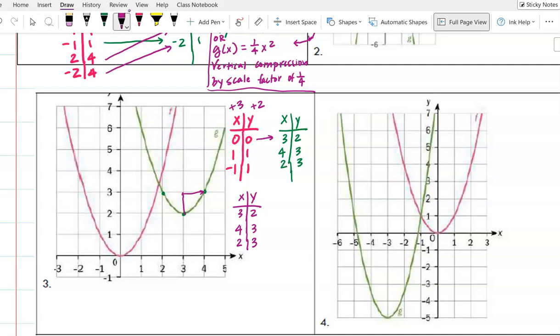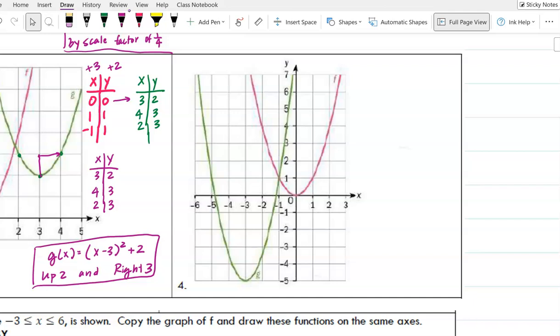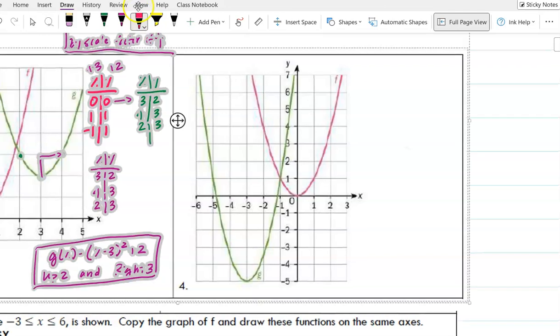So my function is g of x equals (x minus 3) squared plus 2, and that would be a vertical shift up 2, and right 3. Okay, next, let's take a look.